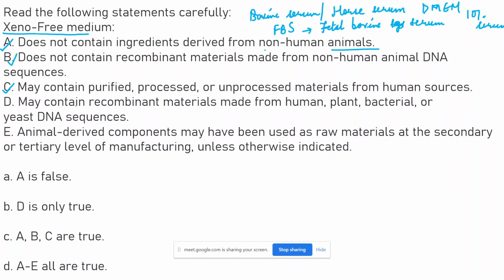Then the D option, may contain recombinant materials made from human, plant, bacterial or yeast DNA sequences. This is also correct. And then fifth option, animal-derived components may have been used as raw materials at the secondary or tertiary level of manufacturing unless otherwise indicated. So this is also correct. Animal-derived components may be used somewhere as raw materials, but not at the primary level, but at the tertiary or secondary level of manufacturing unless indicated. So for xeno-free medium, all these statements are correct. From A to E, all are correct.